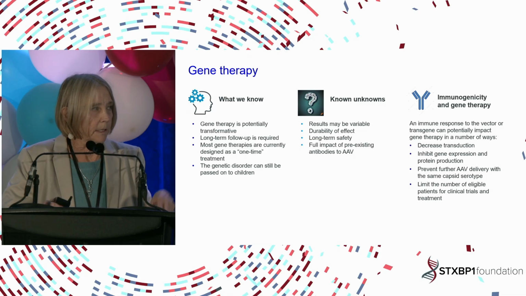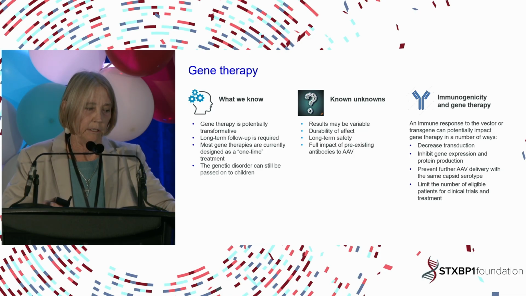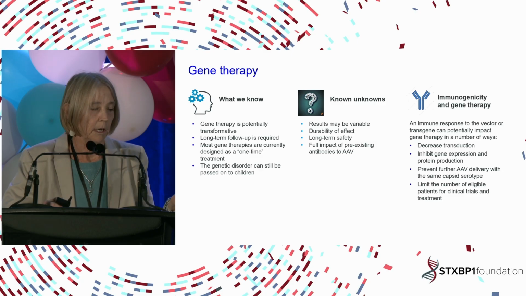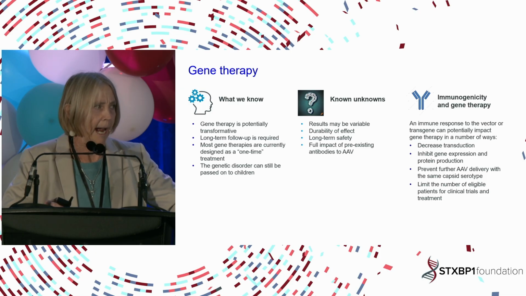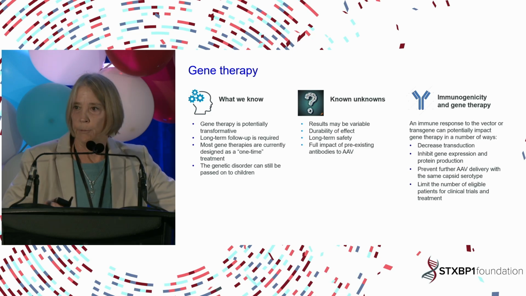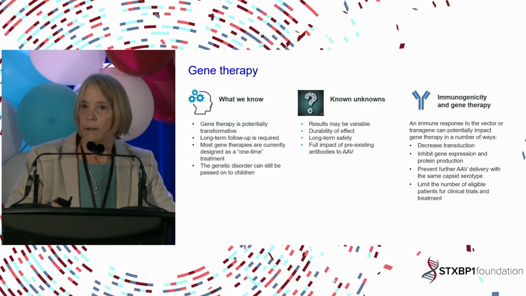These immune responses can reduce the ability of that vector to get to where it needs to go, a process called transduction. It can inhibit the gene expression over time. If this is a new protein that's never been made before, your body may say, hey, I don't like that protein. I'm going to make an antibody to it.